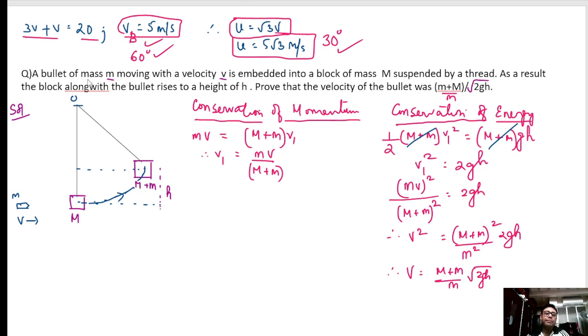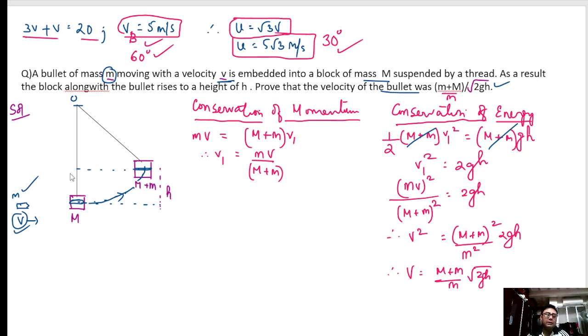Let's see. A bullet of mass m, moving with a velocity v, is embedded into a block of mass M. It gets embedded inside the block, so initially it was m and now finally it will become m plus M. Now with that embedded bullet, the block rises to a height h. Question is, prove that the velocity of the bullet was this.